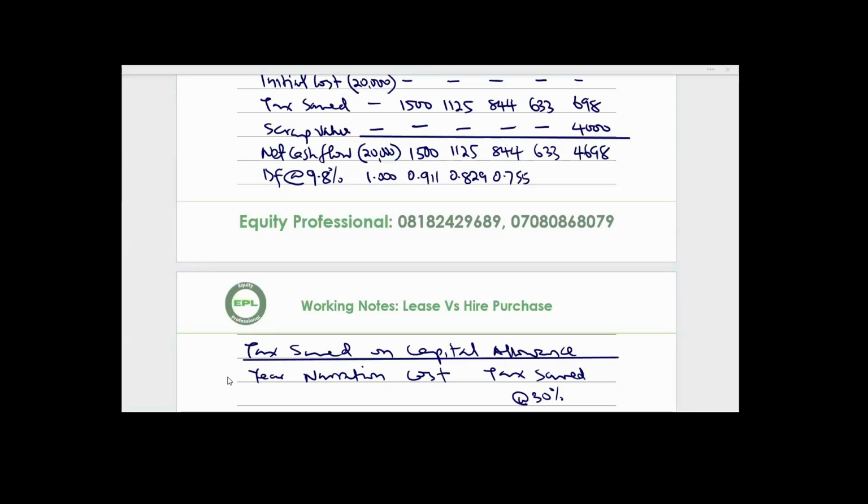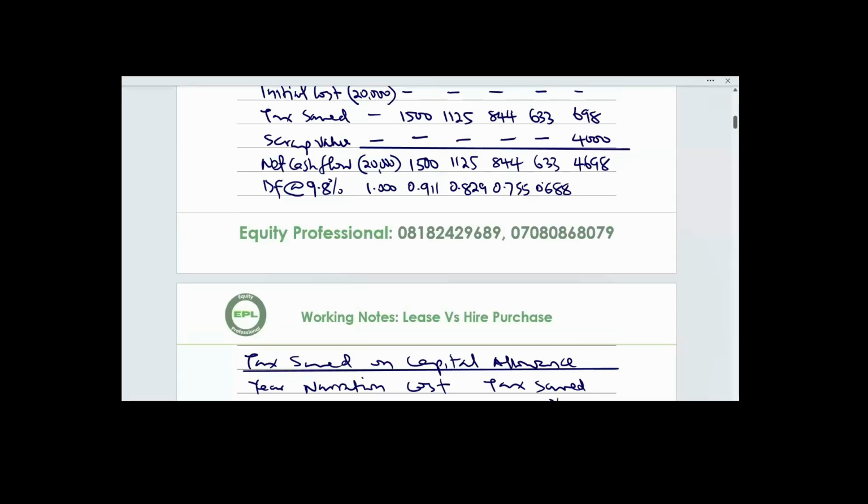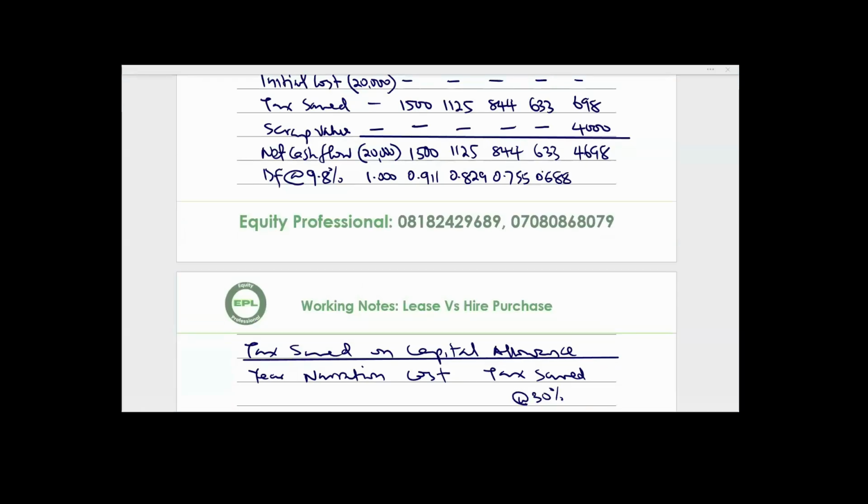Then year 4, 1.098 raised to power minus 4 equals 0.688. Then year 5, 1.098 raised to power minus 5 equals 0.627. So we now get the present value. Here is 20,000.